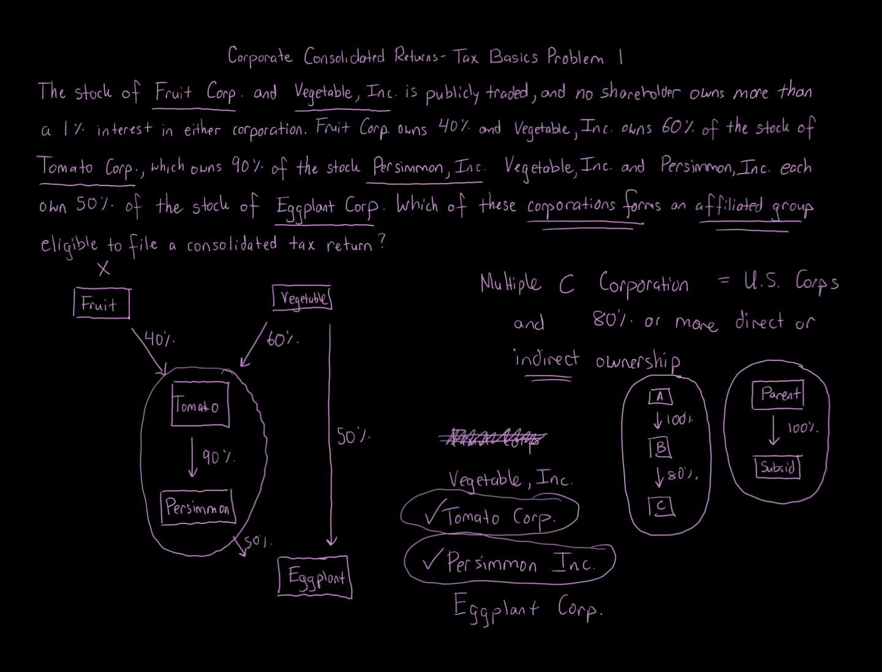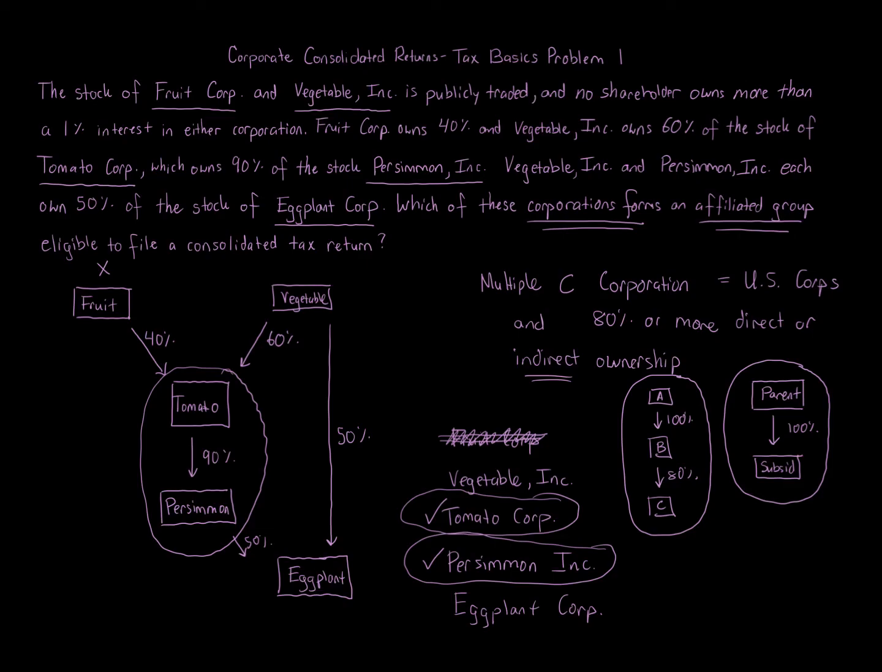So I'm going to explain indirect ownership. What we do is first let's start by asking, can vegetable basically be part of the group of tomato and persimmon? And the answer is no. Vegetable and tomato cannot. Why? Because vegetable to tomato does not have 80% or more, and there's nobody else in common with vegetable that owns tomato, because fruit and vegetable are not related. So basically vegetable and tomato cannot be together. That severs the line to go from vegetable to tomato, tomato to persimmon, persimmon to eggplant. It won't work that way.